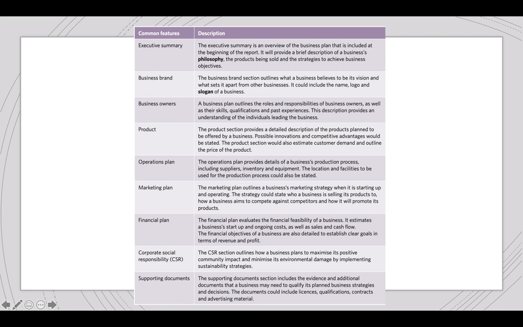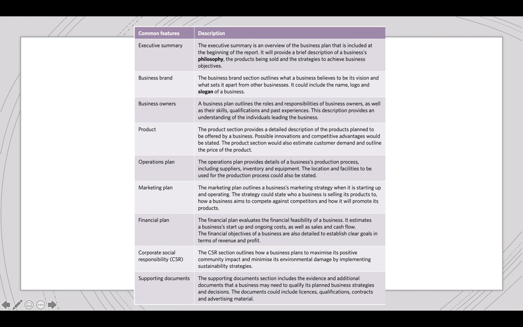The marketing plan outlines a business marketing strategy when it is starting up. So how are you going to promote it prior to opening? And how are you going to market it when you are running the business? This strategy would state who are you selling to? How are you going to sell to them? And how are you going to compete against competitors? All right.